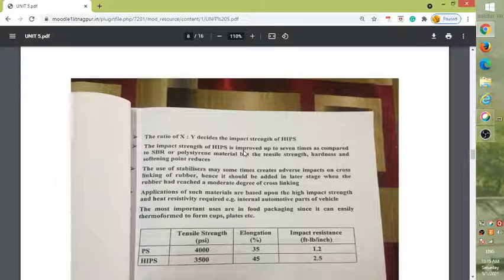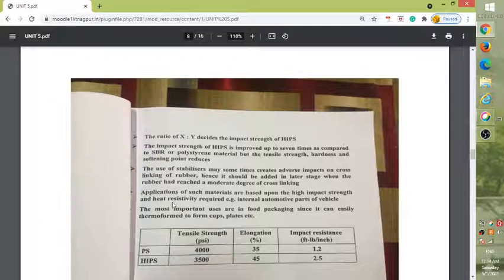The impact strength of HIPS is improved up to 7 times as compared to SBR or polystyrene material, but the tensile strength, hardness and softening point reduce. So even though the impact strength of HIPS is 7 times as compared to SBR, the tensile strength, hardness and softening point reduce. The use of stabilizers may sometimes create adverse impact on the cross-linking of rubber. Hence, it should be added at a later stage when the rubber has reached a moderate degree of cross-linking. So you don't use the stabilizer early on, you use them later on.